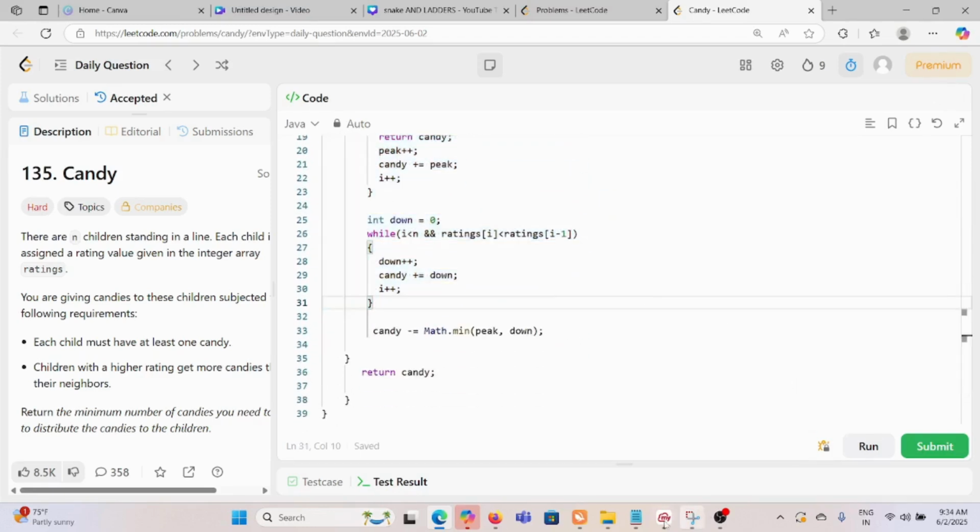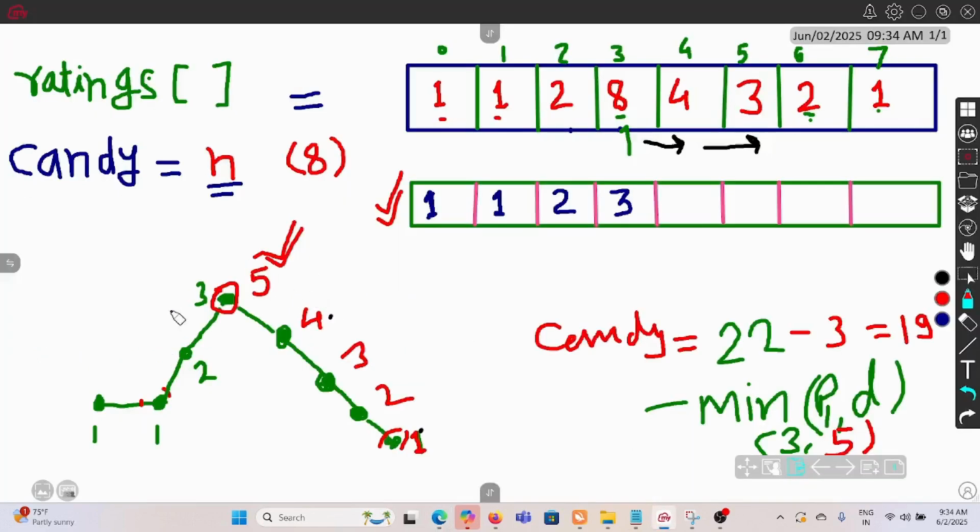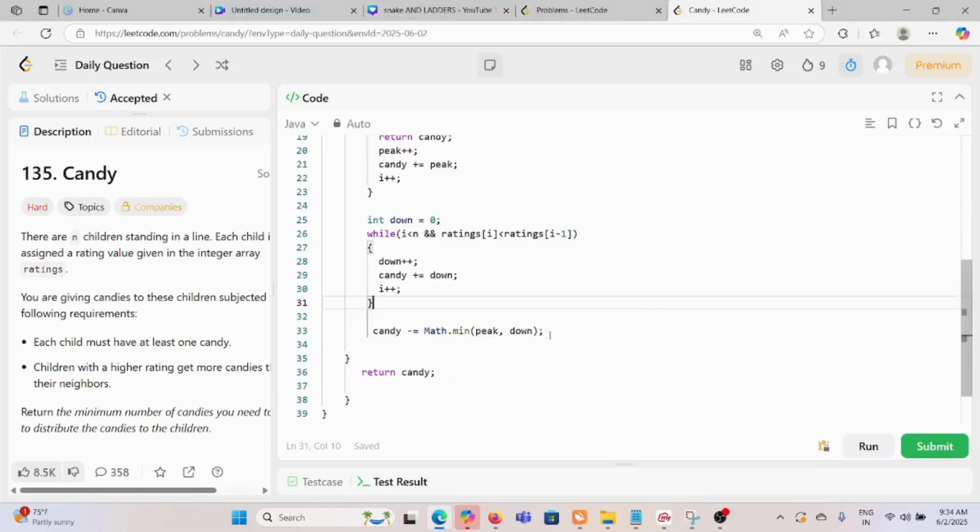In the same case, you can see here we added all of them, which gave us 22. But as we are going with the deeper value, we removed the minimum of 3 and 5. This is giving us 3 and this is giving us 5. So 22 minus 3, 19 would be our answer. Okay, same thing we are doing here. The final answer is Candy equals Candy minus Math.min of peak and down, right?